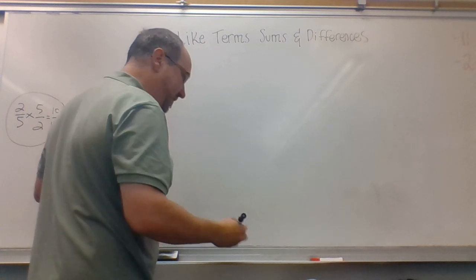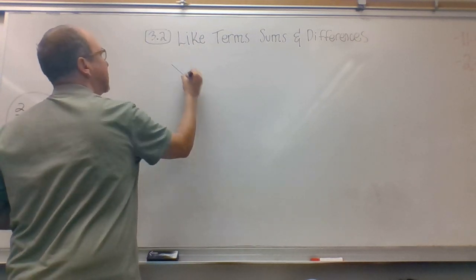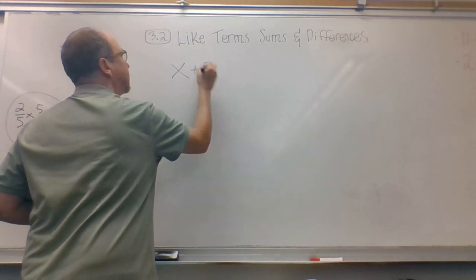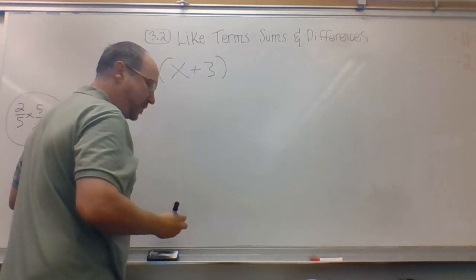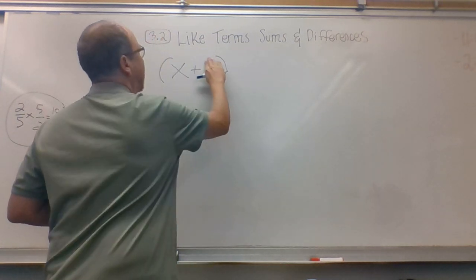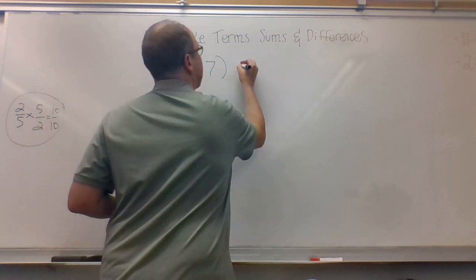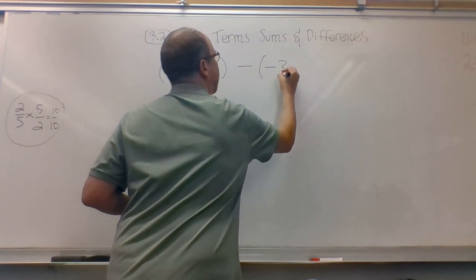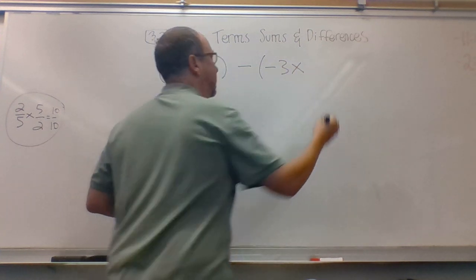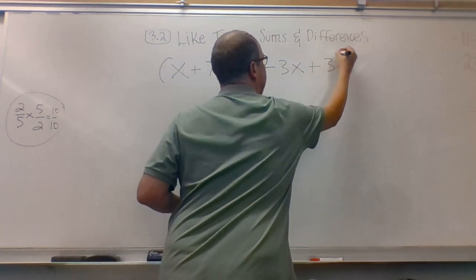And this is when you are subtracting. So this one's a little bit more going on with this one. Okay, so we're going to do x plus 7, take away a negative 3x plus 3.